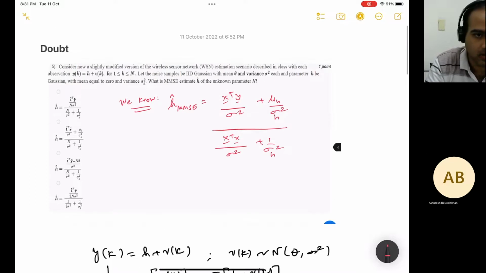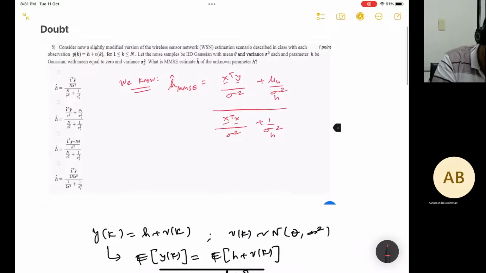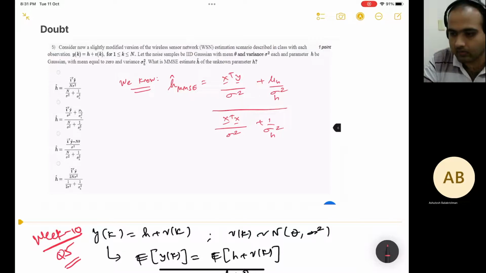But before that, we have a doubt which we received in the forum, and I will be taking that. So this is week 10, question 5, which we discussed in the last week. So I'll again redo it.